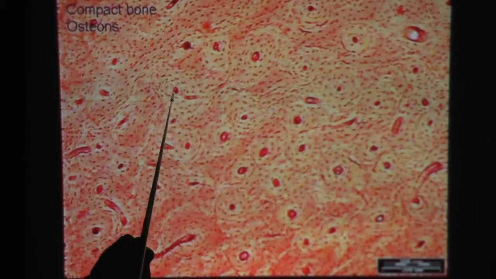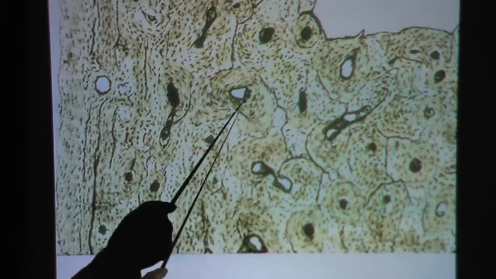Low power of a compact bone with many osteons. Okay, many osteons. Okay, I hope you're getting the hang of this now. Here's another look at compact bone with many osteons. Okay, many osteons. All right, that's it.